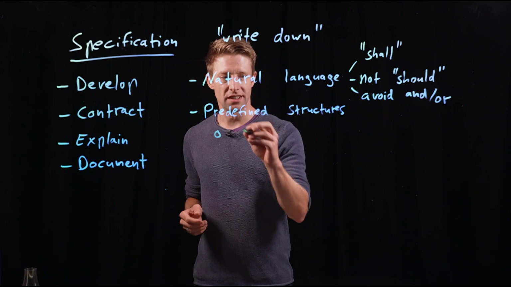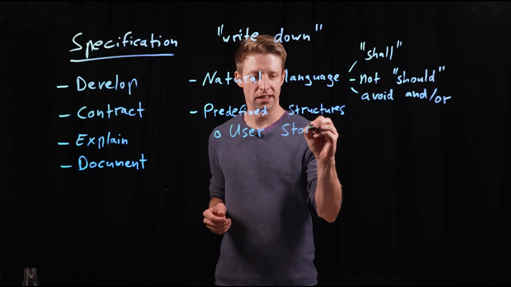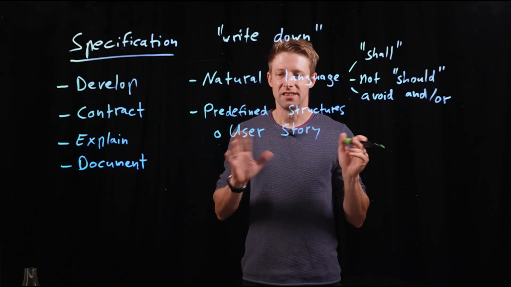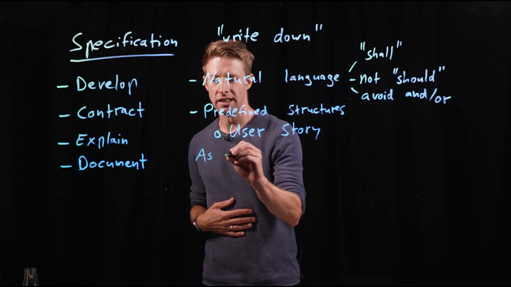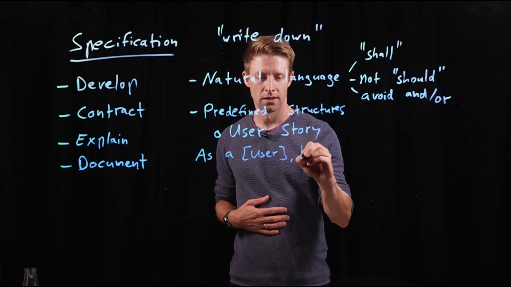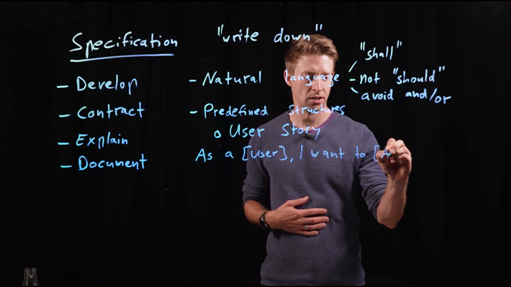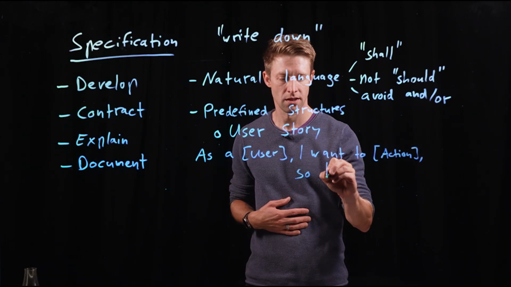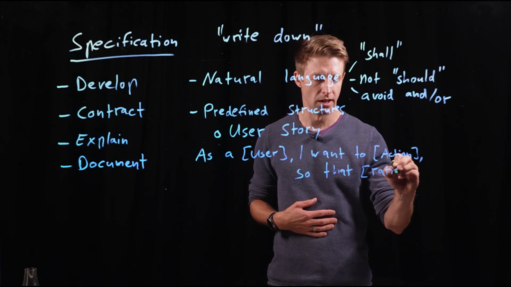One very well known of these predefined structures that you probably have heard of are user stories. So that's a format that became popular with agile development. There are various different user story formats, but maybe the most well-known one is as a user or actor, I want to, followed by an action, so that, and then you have a reason or a rationale.